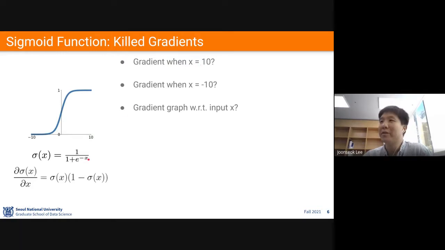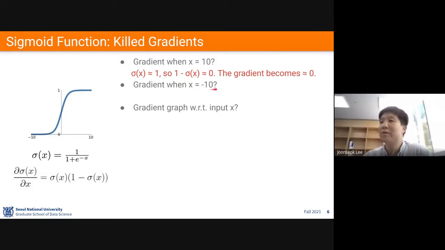E to the minus 10 is almost 0, right? So it's 1. That means when you take the gradients, this one will be almost 1, which means this part will be almost 0. So when you multiply these two, the gradient will be almost 0. And actually, you can see that in this graph as well. The gradients of this function around here seem almost 0. You can actually check that from the graph and from the equation.